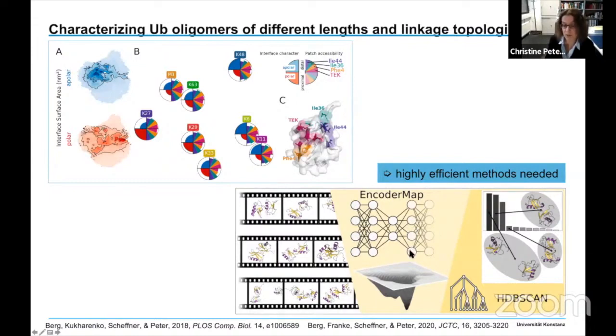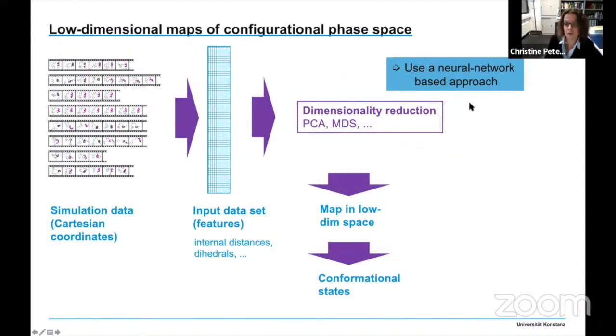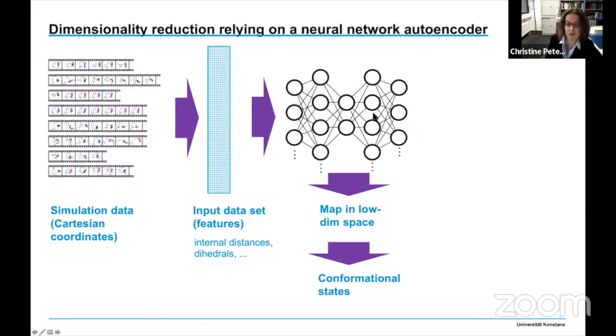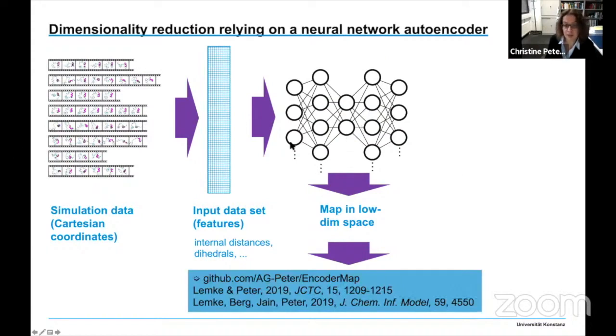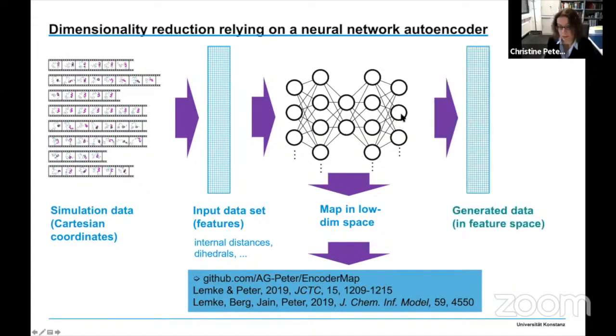That's when we started to, most importantly, change the dimensionality reduction algorithm that we used, or adapted, so to say. So we've been using a neural network-based approach. In principle, the same workflow, but we've been exchanging the dimensionality reduction method here. And we've been designing one that relies on a neural network autoencoder, which has the side effect that we can also generate data in feature space, something that I might have a minute at the end to talk about.